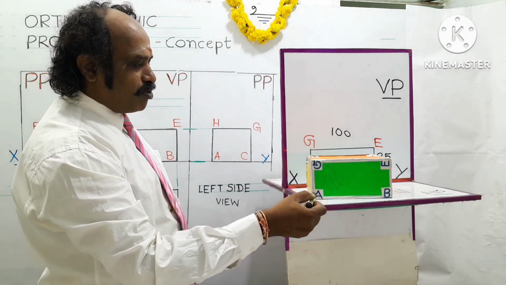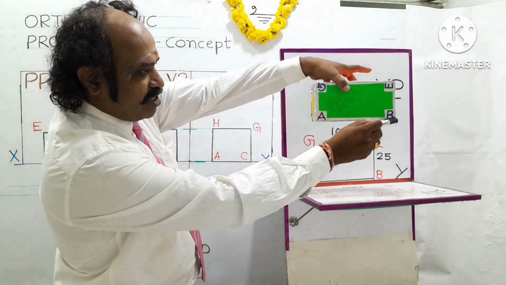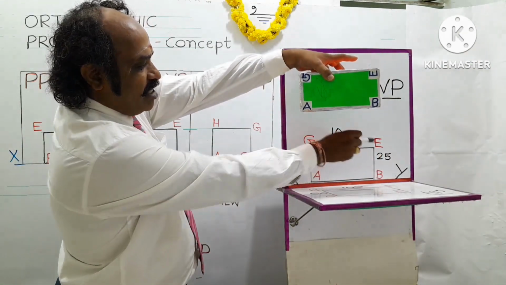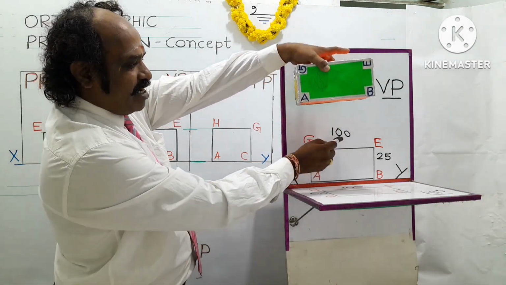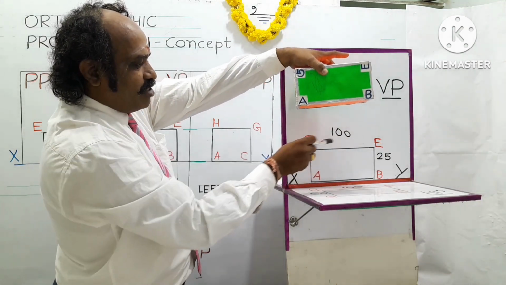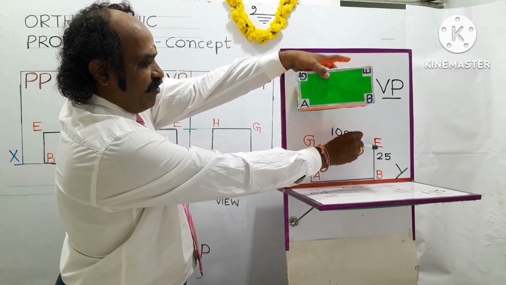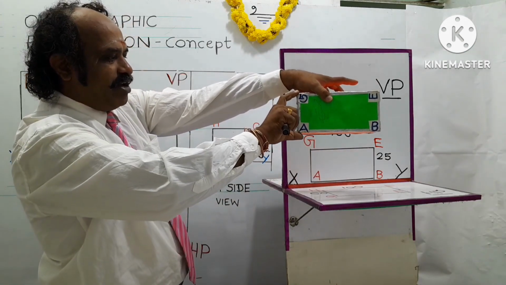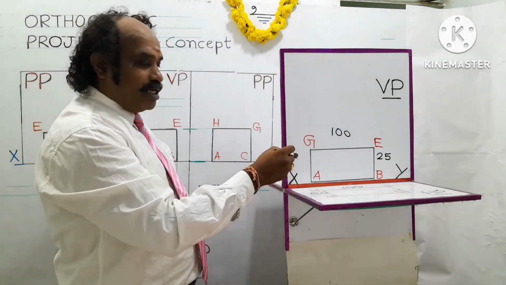The base corner A is projected on the vertical plane and marked as A. Similarly, point B is projected on the vertical plane and marked as B, E and G. You can see the green color portion, length 100 mm, is written here. This point to this point will be the length, 100 mm. Height, as told, is 25 mm. This vertical height is 25 mm. The view obtained is called a front view, projected on the vertical plane.